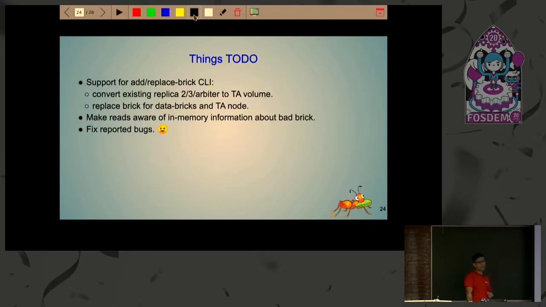The reads also, as I was telling, the writes have in-memory information on which brick is good and which brick is bad, but the reads do not have that information. So every time, it queries the Thin Arbiter to get the information. That is something we need to optimize by using the in-memory information about the bricks. And you also have to fix bugs. If you try it out and report bugs, we'll be happy to fix them.